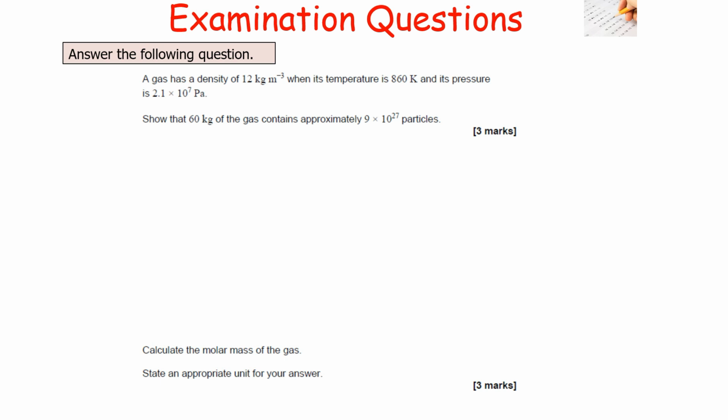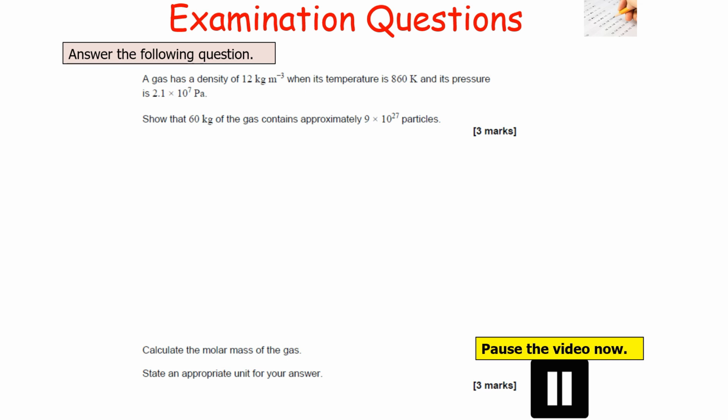Next question. A gas has a density of 12 kilograms per meter cubed when its temperature is 860 Kelvin and its pressure is 2.1 times 10 to the 7 pascals. Show that 60 kilograms of the gas contains approximately 9 times 10 to the 27 particles. Calculate the molar mass of the gas and then state an appropriate unit for your answer. So pause the video now, then unpause the video when you want to go through your answer.